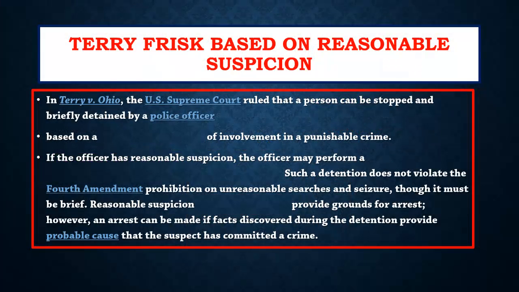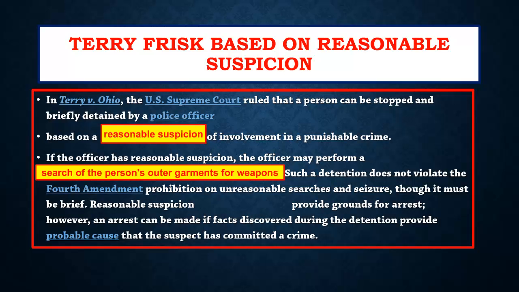In Terry v. Ohio, the U.S. Supreme Court ruled that a person can be stopped and briefly detained by a police officer, based on a reasonable suspicion of involvement in a punishable crime. If the officer has reasonable suspicion, the officer may perform a search of the person's outer garments for weapons. Such a detention does not violate the Fourth Amendment prohibition on unreasonable searches and seizure, though it must be brief.